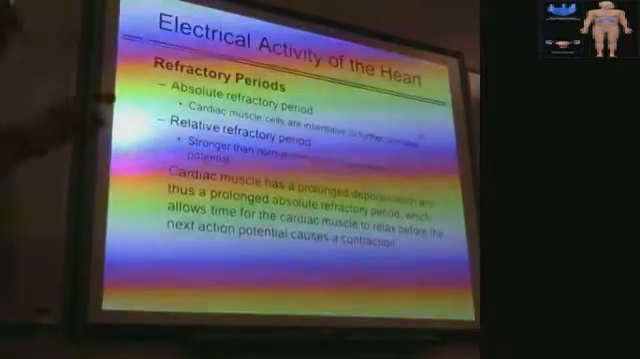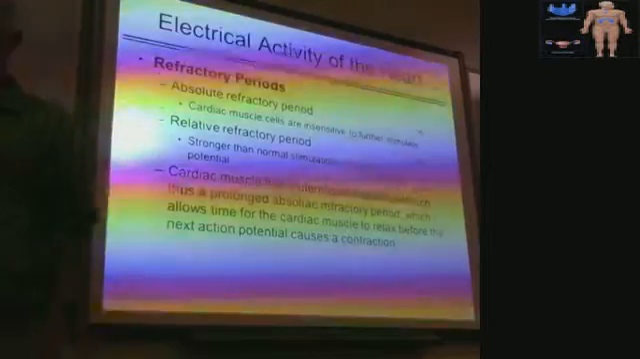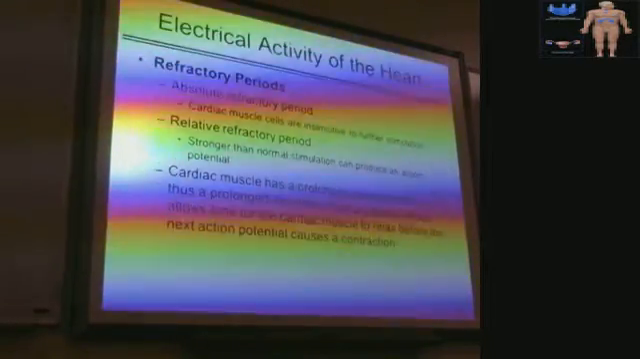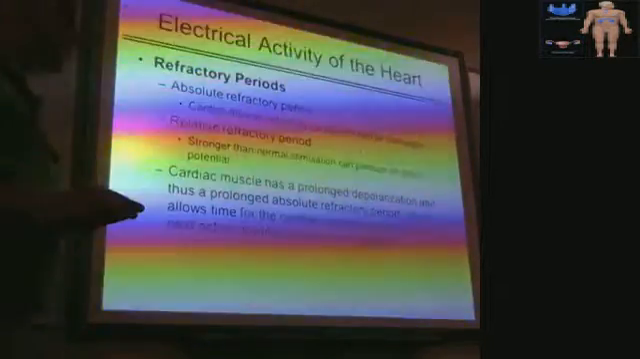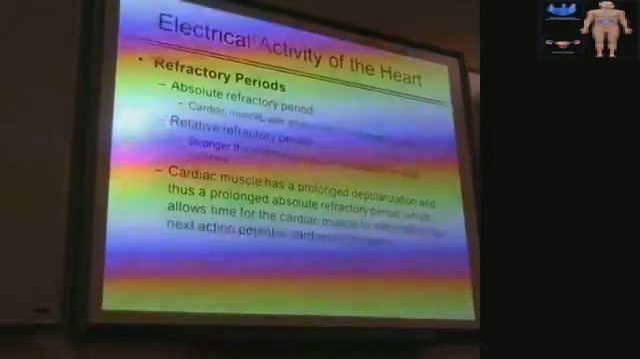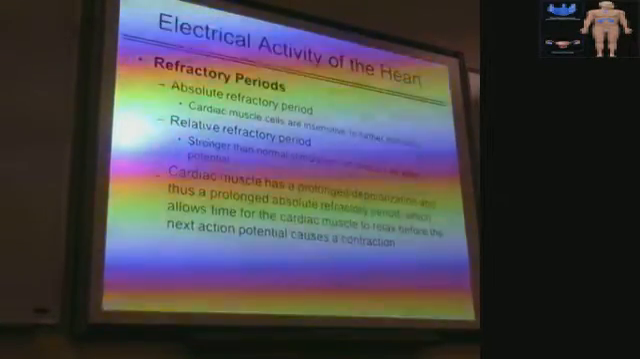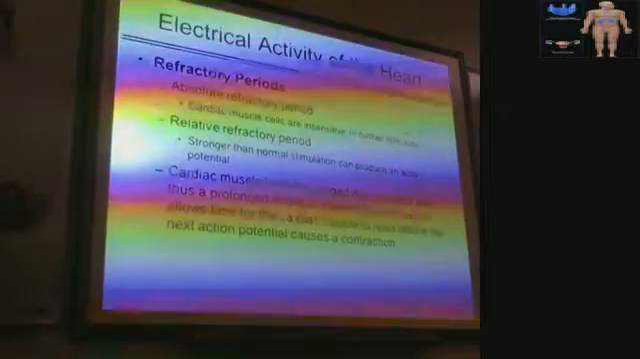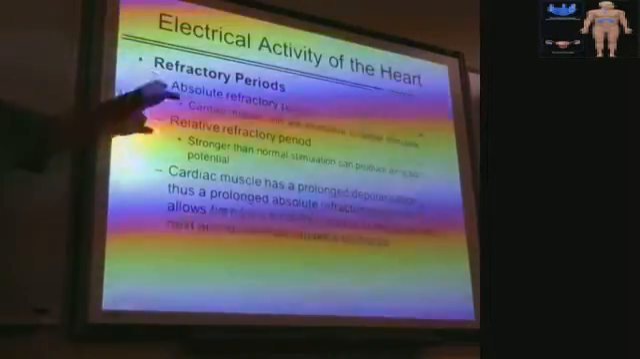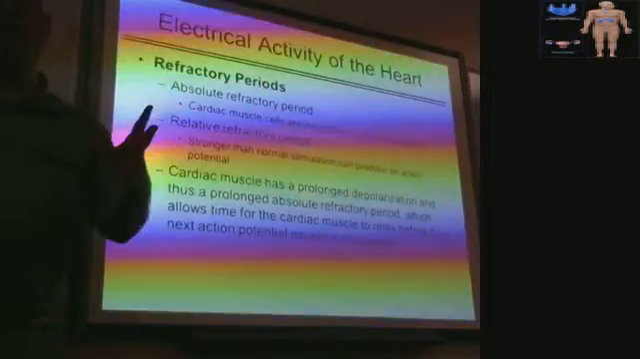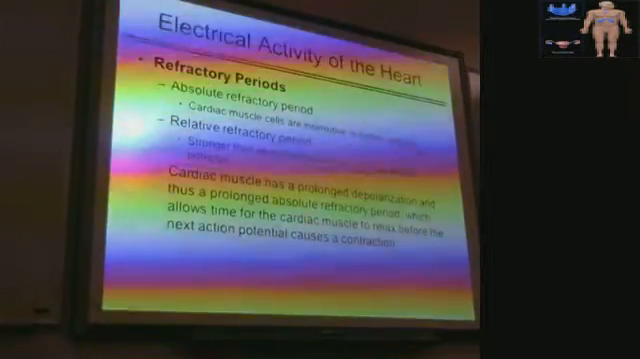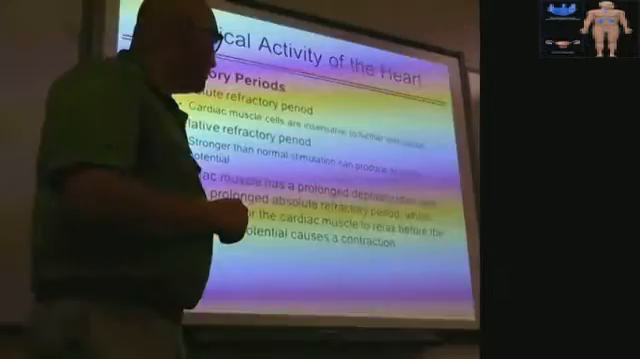There's the absolute refractory period, where the cardiac muscles are insensitive to further stimulation. And then the relative refractory period, where a stronger than normal stimulation can produce an action potential. Here, there's no way it's going to be stimulated. Here, if you overpower it, you can cause it to beat. You can cause the heart to beat here.